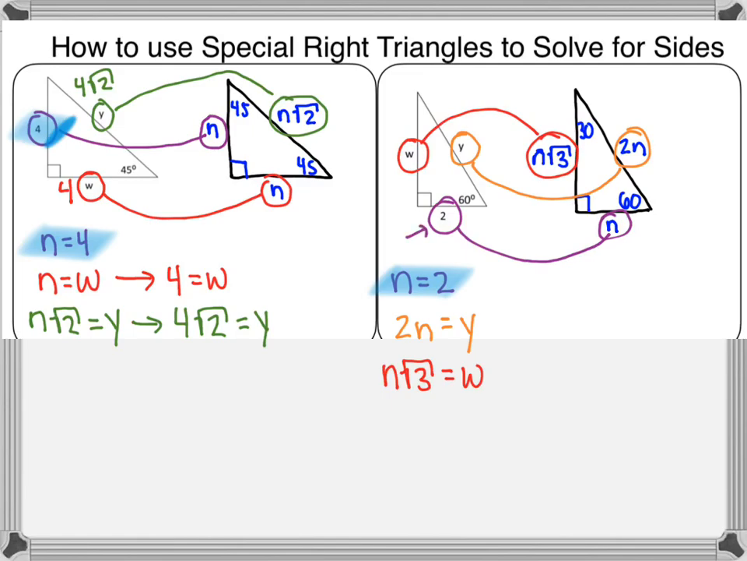Now that allows me to solve for the sides w and y. So now all the n's turn into 2's, and so I would go 2 times 2 equals y, so y equals 4, double the length. And then the n in front of the square root of 3 for w is going to be 2, so 2 square root of 3 equals w, so I know that this side is going to be 2 square root of 3.